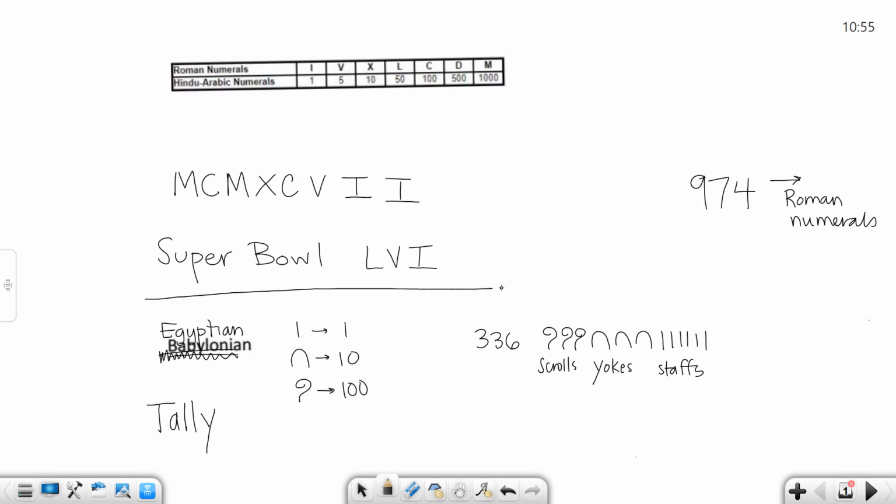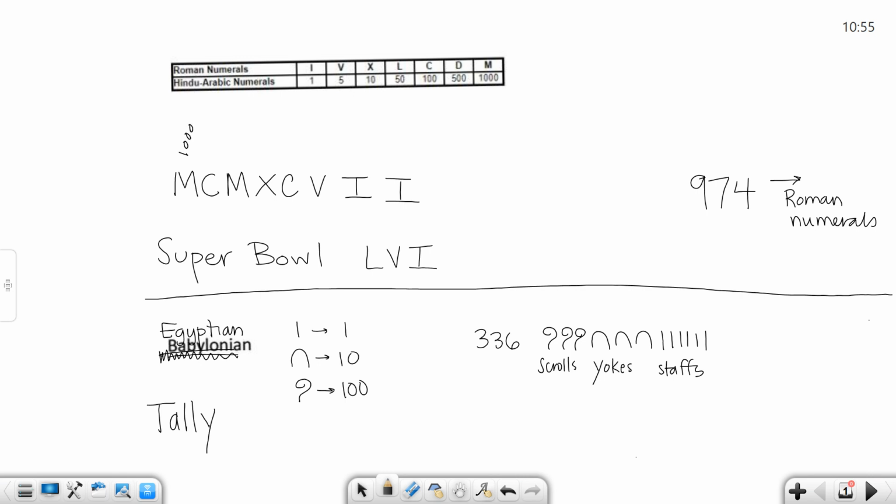The first thing I'll ask you from this section is to go back and forth between Roman numerals and our regular numeration, and vice versa. Okay, so I want to start with this one, MCMXCVII. M means 1,000, so this piece right here means 1,000.